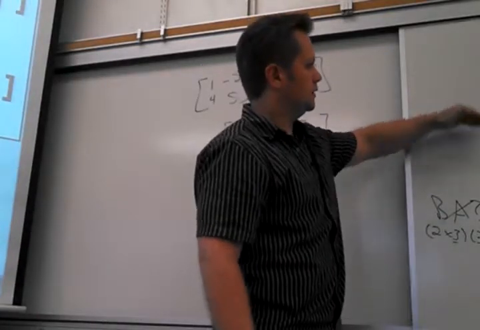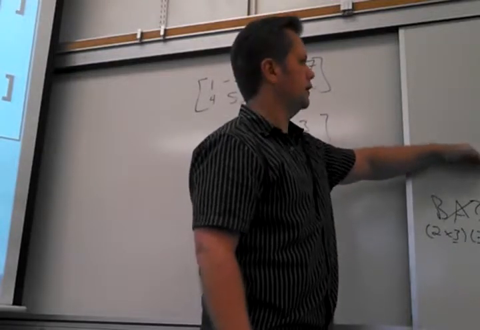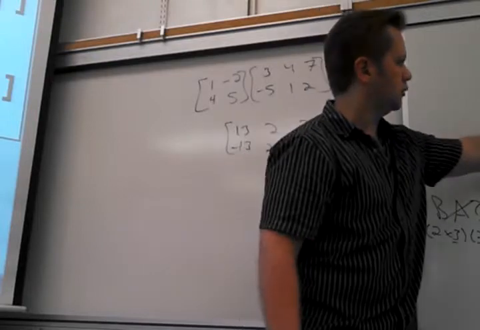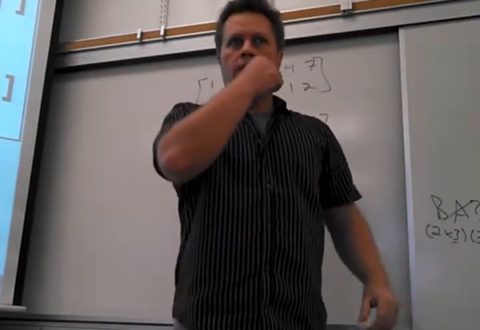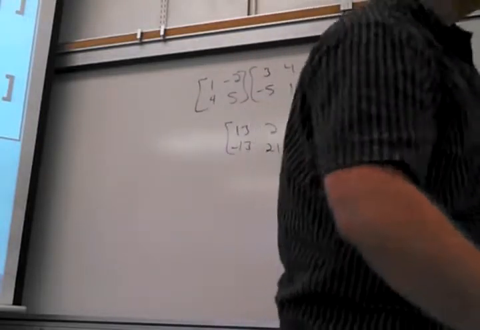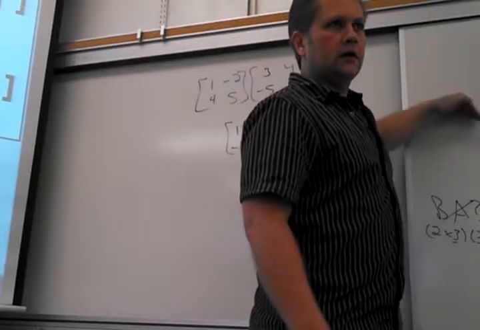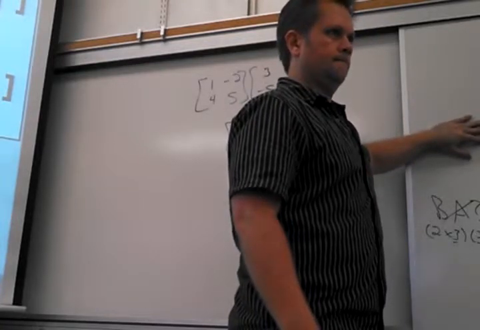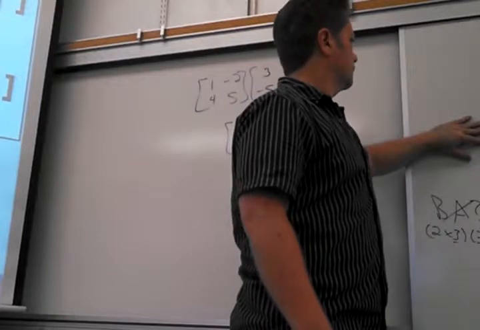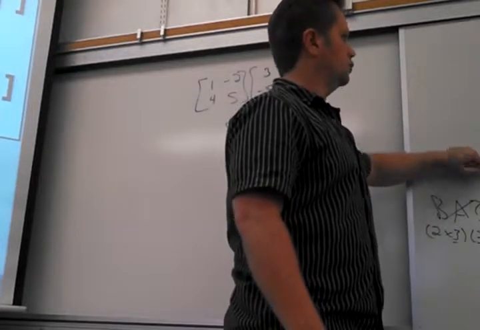Could I do B times C? No, right, because that would be 2 by 3 times 2 by 3. The inner ones don't match. And C times B wouldn't work either. They can't work together. A times C would work just as well as A times B. So you can only add B and C. Yeah, you can add B and C, but you can't multiply them. Exactly. Cool.